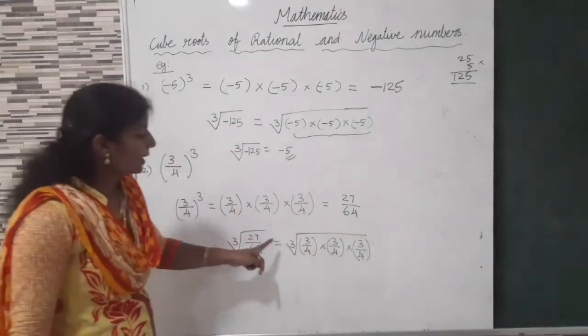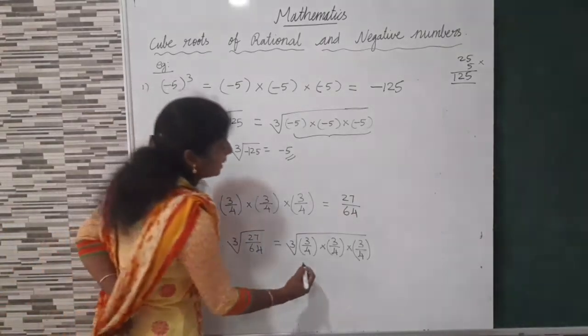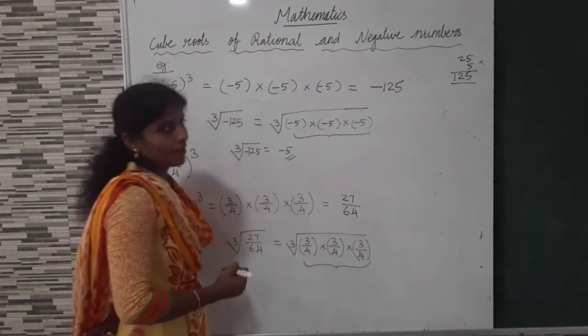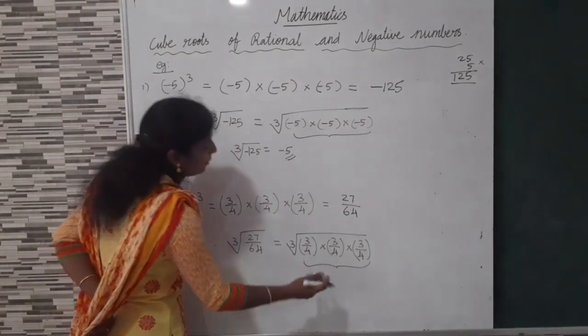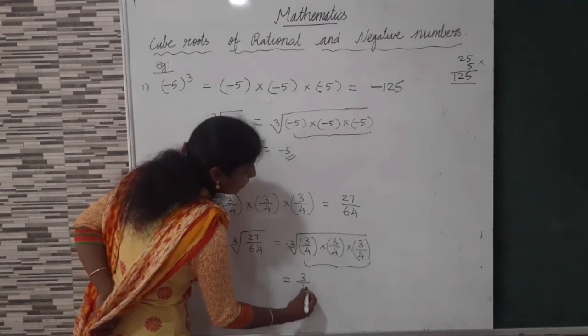Now, here cube root means, already we know, isn't it? 3 in 1, take outside. Here 3 times 3 by 4, so we can take only 1 time. So here we can write 3 by 4.